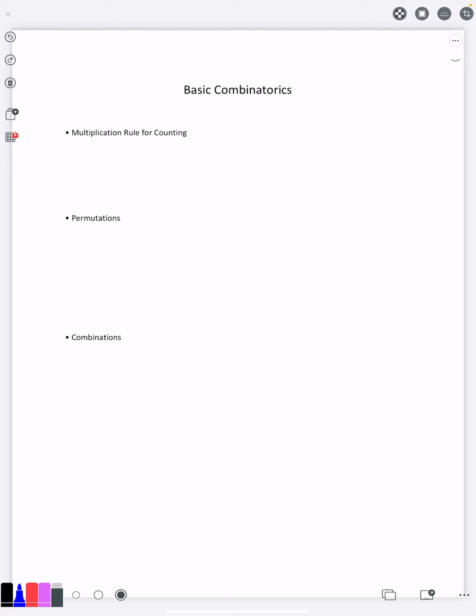So the first one is the multiplication rule of counting. So if you can do the first thing m ways and the second thing n ways, there are m times n ways to do both.